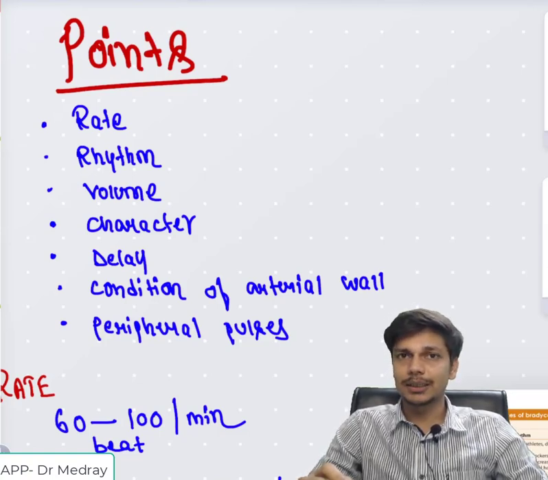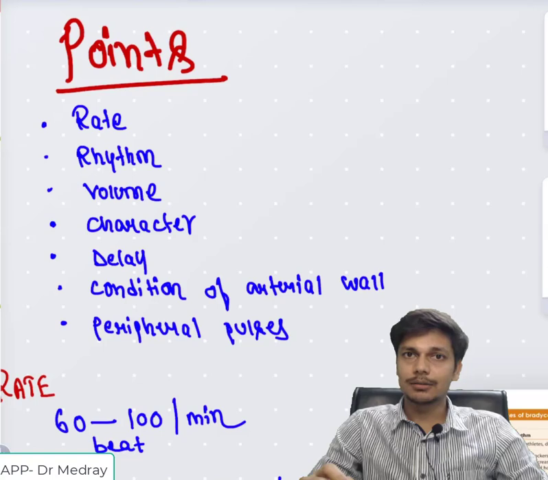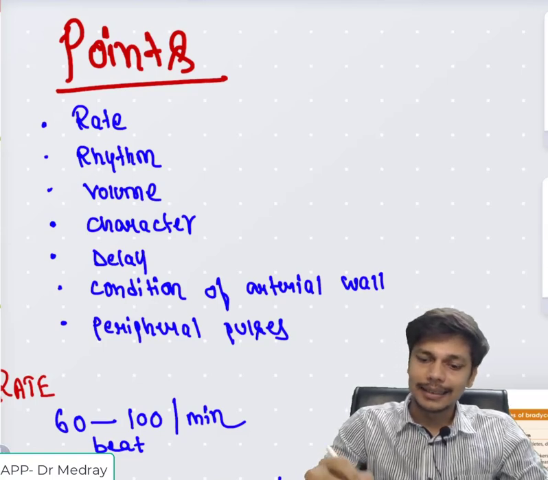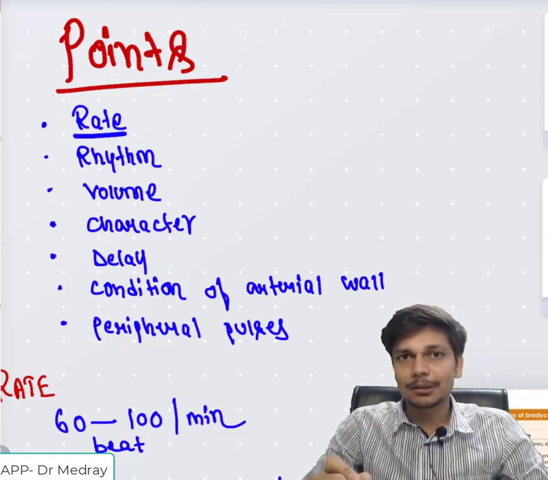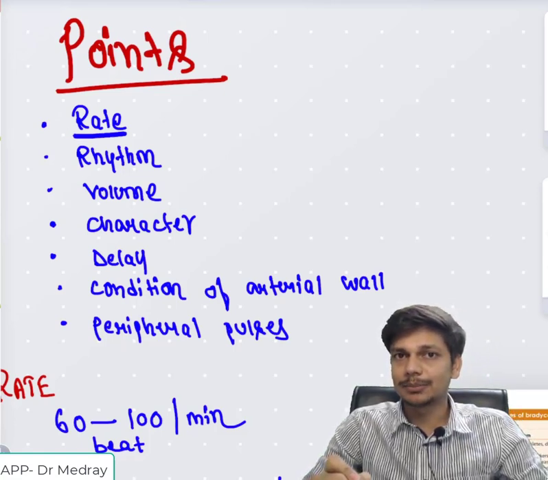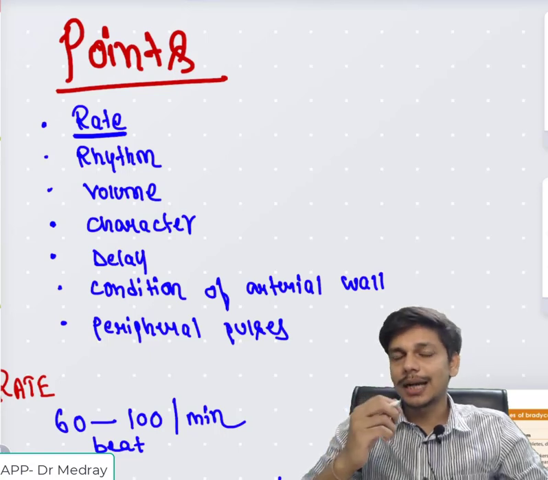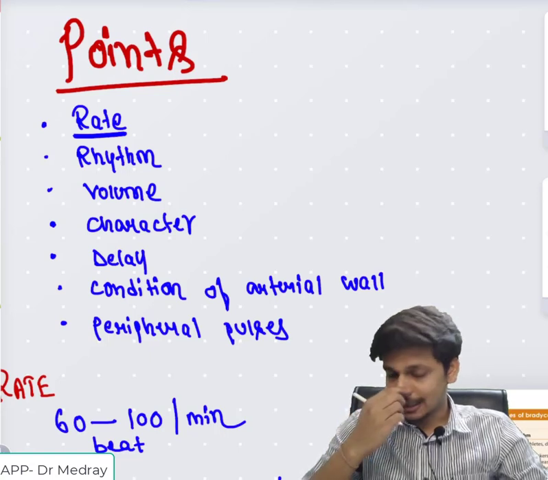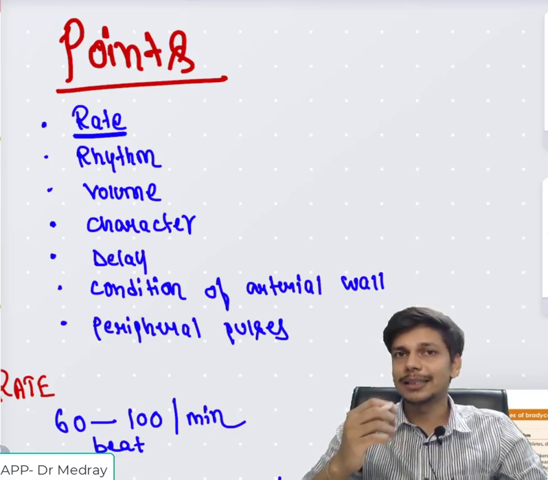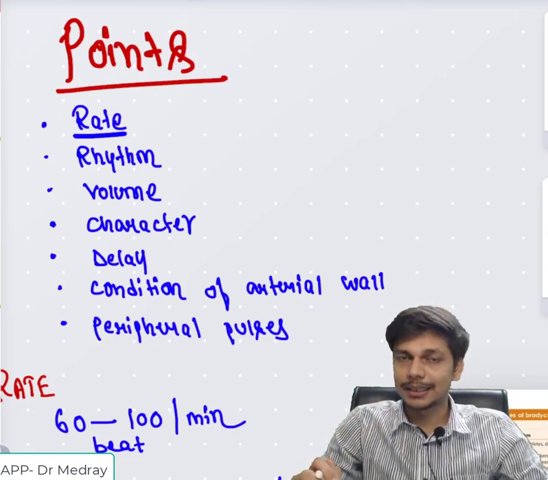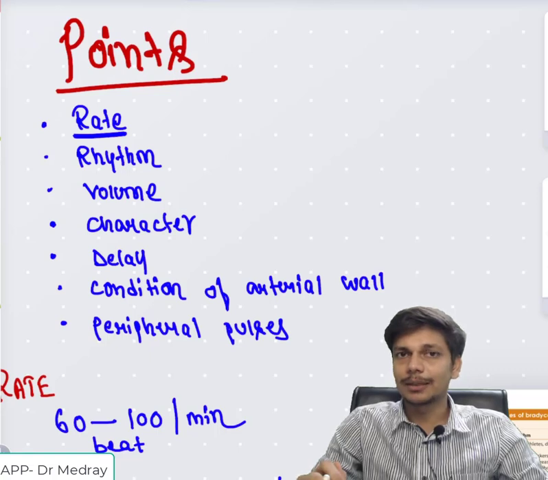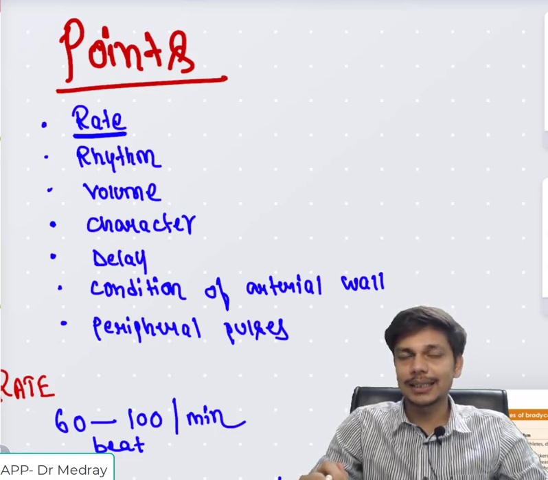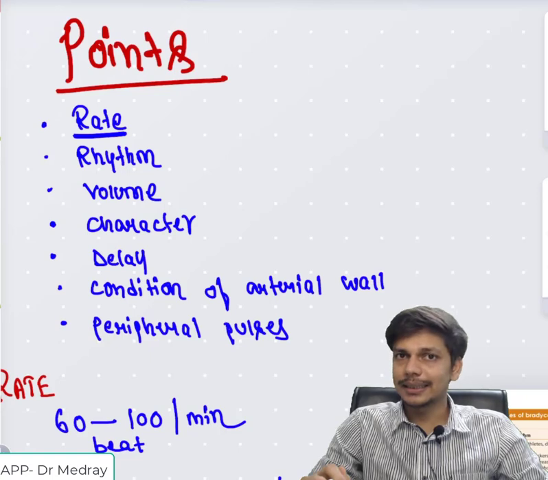When you check for a pulse, what we actually look at is first the rate. What is the rate of the pulse? It is the number of beats per minute, that is, at what rate the heart is beating per minute. It can be more, it can be less. The normal rate is around 60 to 100 beats per minute. If it is less than 60, it is bradycardia. If it is more than 100, it is tachycardia.